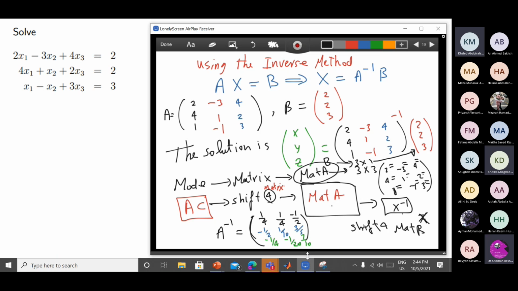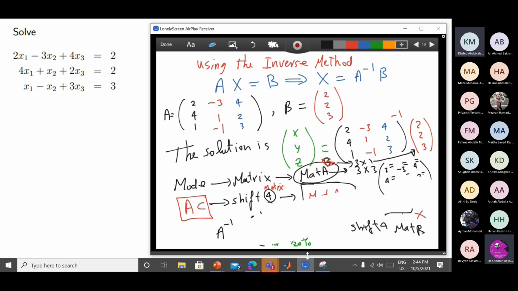Yes, doctor. Thank you. Doctor, can you repeat after X minus 1? Yes. After X minus 1, don't press equal. Press multiplication, right? But after you input what? Mat B. Okay, I will start from scratch. Don't worry.